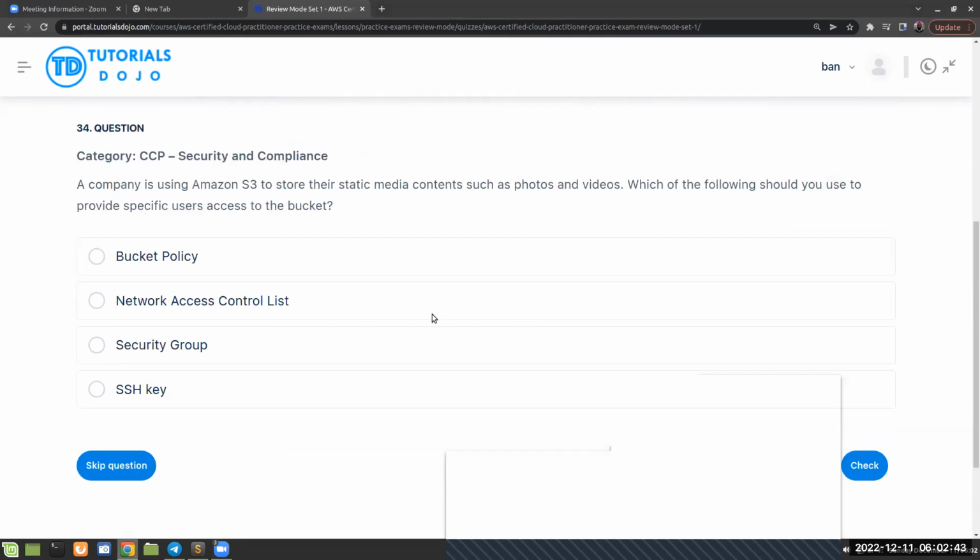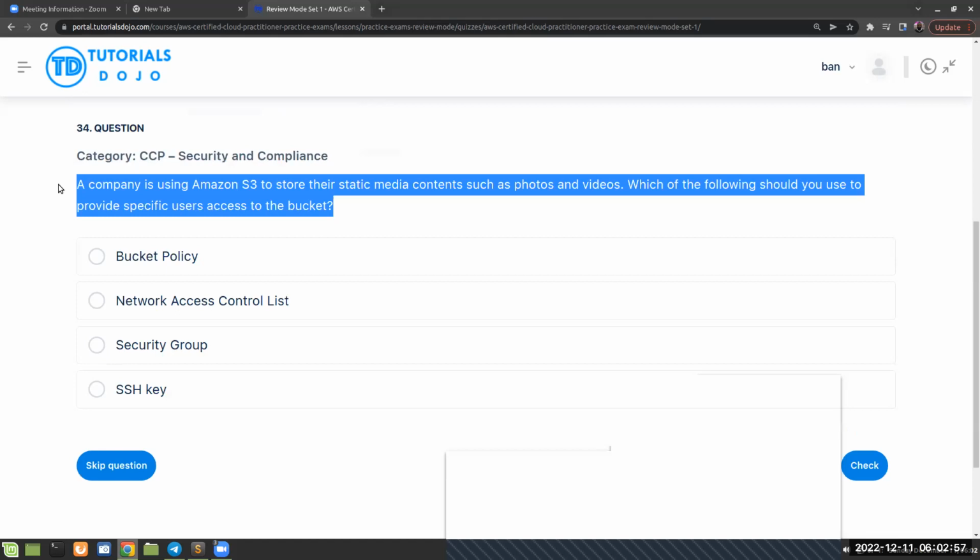So back to you, Kinui. A company is using Amazon S3 to store their static media contents, such as photos and videos. Which of the following should you use to provide specific users access to the bucket? So you want specific users to have access to the bucket. What will you use?